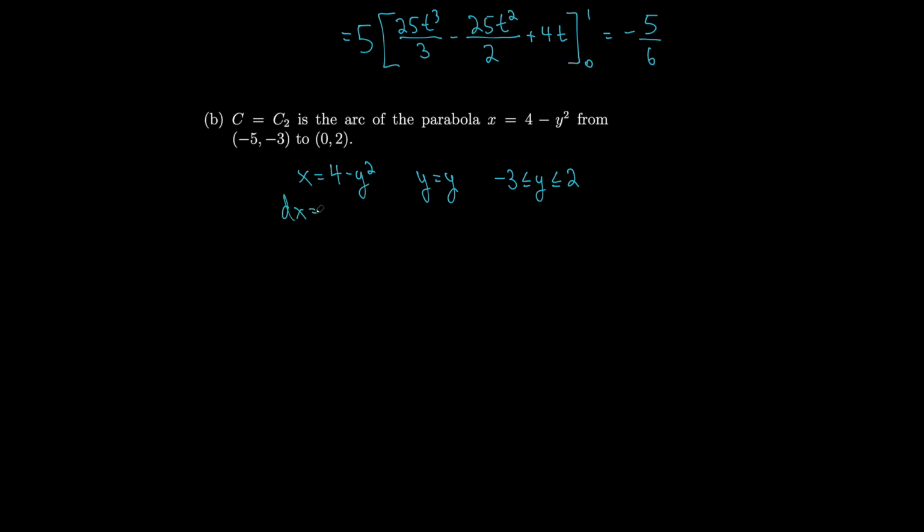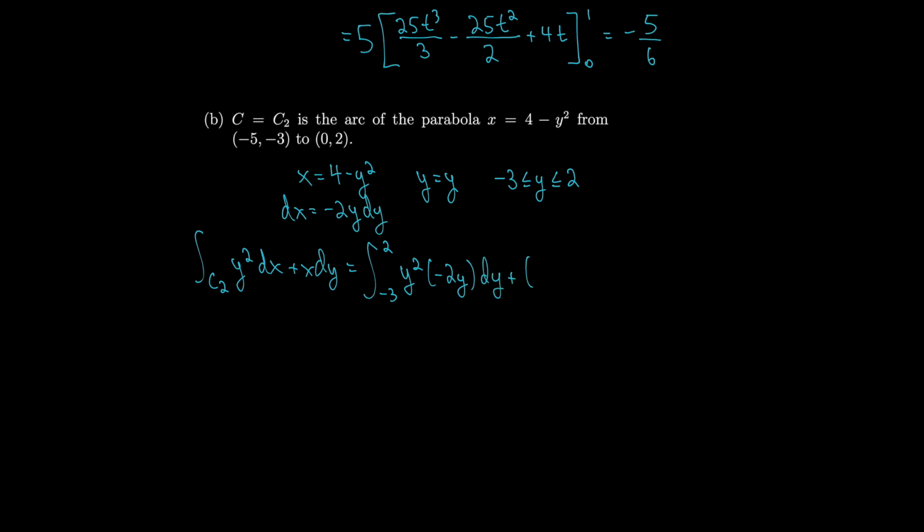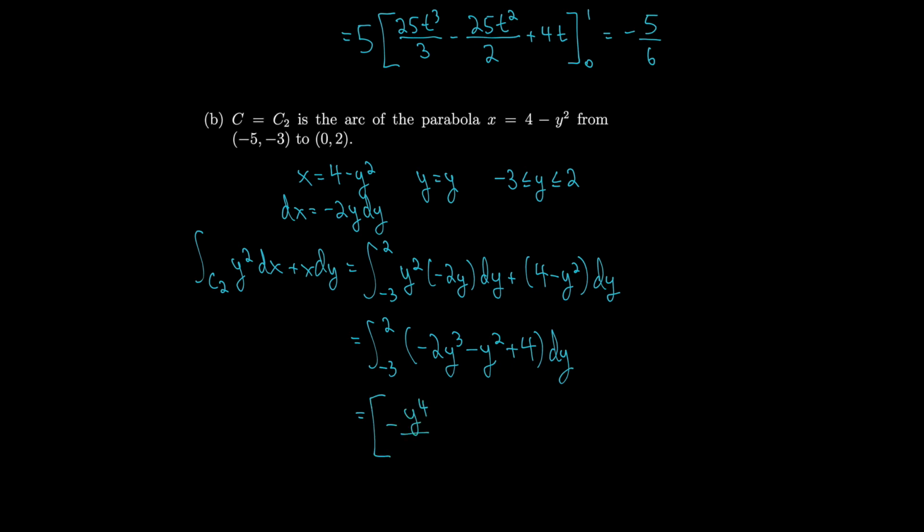So notice dx is just minus 2y dy, and we'll end up with the integral over C2 of y squared dx plus x dy becoming the integral from minus 3 to 2 of y squared times minus 2y dy plus (4 minus y squared) dy, which is the integral from minus 3 to 2 of minus 2y cubed minus y squared plus 4 dy, which is minus y to the fourth over 2 minus y cubed over 3 plus 4y, from minus 3 to 2. And that's just 40 and 5/6.